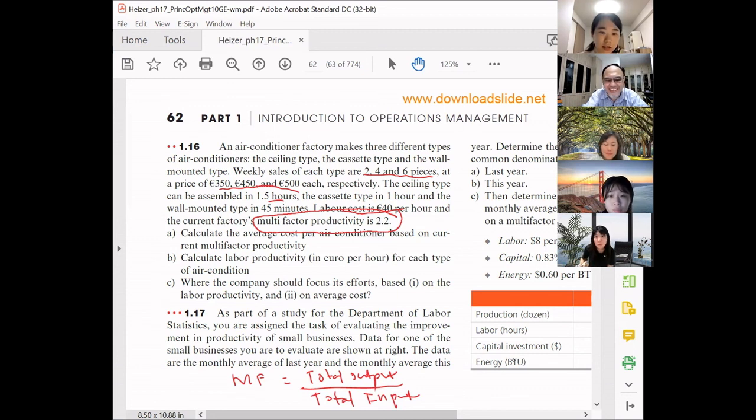Okay, Sarah, are you listening? Yes. Total output divided by total input, equals 2.2. First, you must put this formula down, because everything equals 2.2, as given here. So what is the total output? Total output is the number of units: ceiling type is 2, cassette is 4, and this one is 6, multiplied by the price. That is your earnings. That means your total earnings is 2 times 350 plus 4 times 450 plus 6 times 500 euro, right? That is your output value.